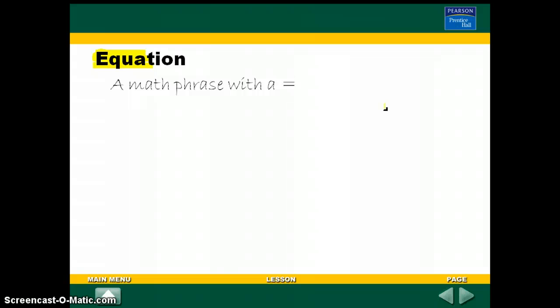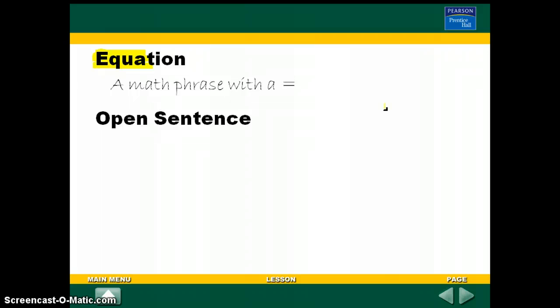So a phrase, it's like a set of numbers, variables, letters, and maybe some signs. But one of the signs that it has to have is an equal sign. A math phrase with an equal sign. So we've all seen equations before. 5 plus 3 equals 2. 5 plus x equals 10. Something like that. Okay?